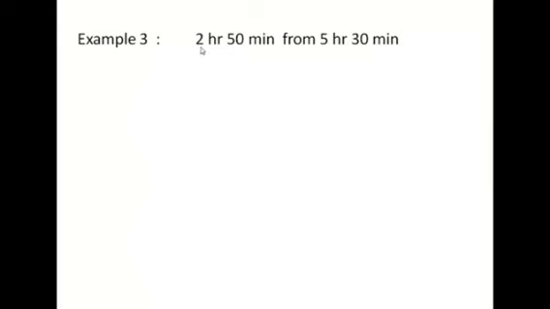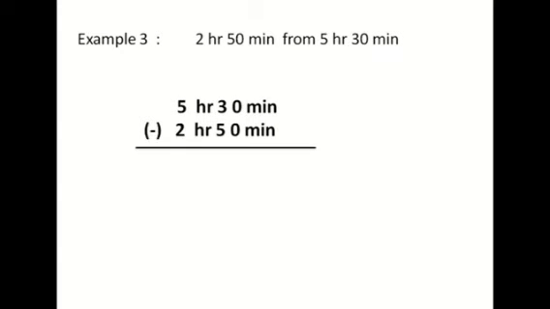Now you have to subtract 2 hours 50 minutes from 5 hours 30 minutes. So we will write them or arrange them first. 5 hours 30 minutes, down of that 2 hours 50 minutes. Observe the sum carefully here. In the minute part, you can see 30 minutes minus 50 minutes. Here 30 is less than 50, so we cannot subtract. What we will do here, we will borrow 1 hour and then we will proceed. So please listen carefully.